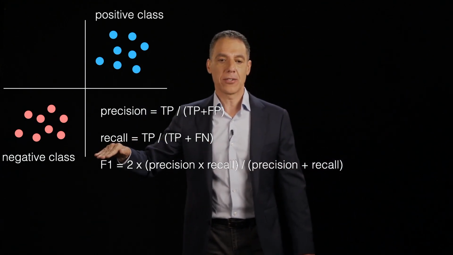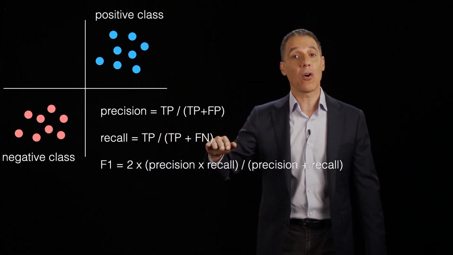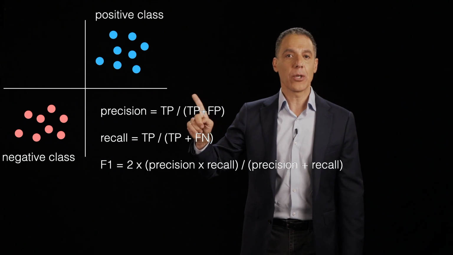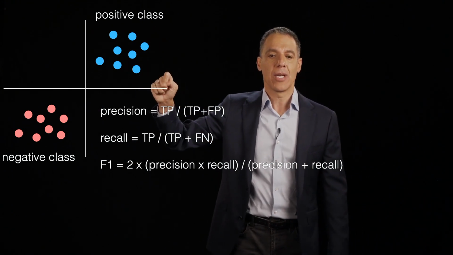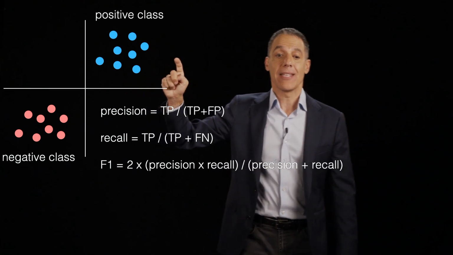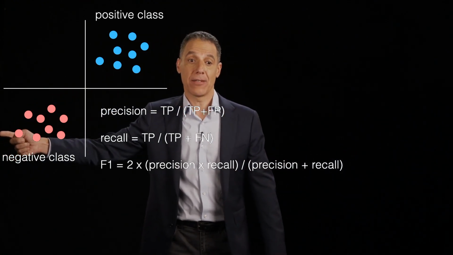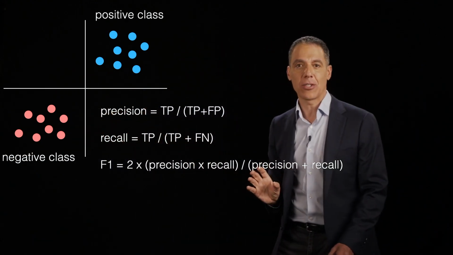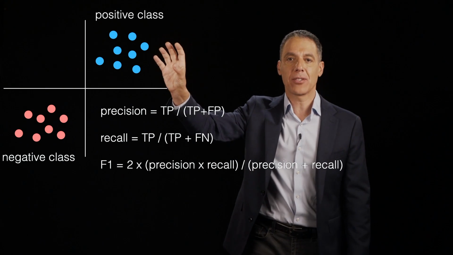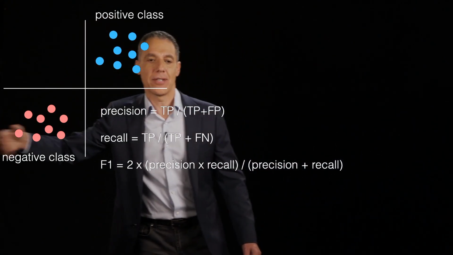The recall is the true positive rate divided by the true positive plus the false negative. We already know what true positive is: how many of the blue points got classified as blue. The false negative is how many things in this class got classified here as a negative. So think about it this way. The false positive is I took something from the negative class and put it into the positive class. The false negative is something I took in the positive class and shoved into the negative class.